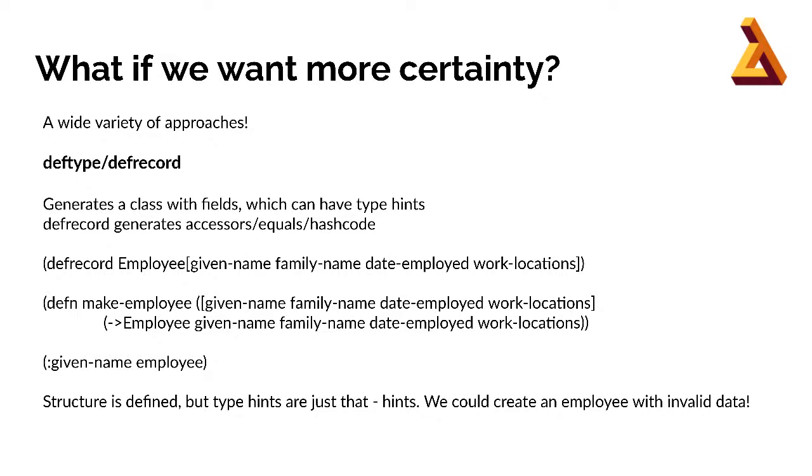So it has a shape. If you have a function that is expecting an employee, then you can have reasonable certainty about what the data ought to look like. But it doesn't stop you from doing things wrong, unfortunately. It doesn't enforce it. Let's put it that way.